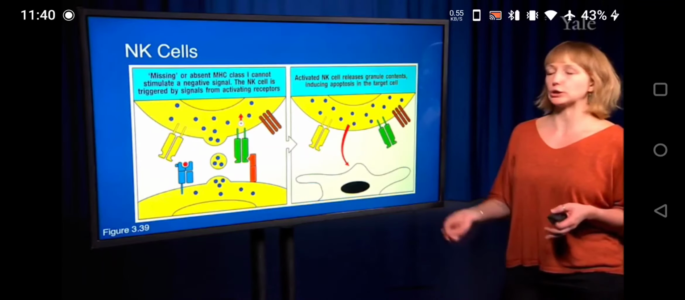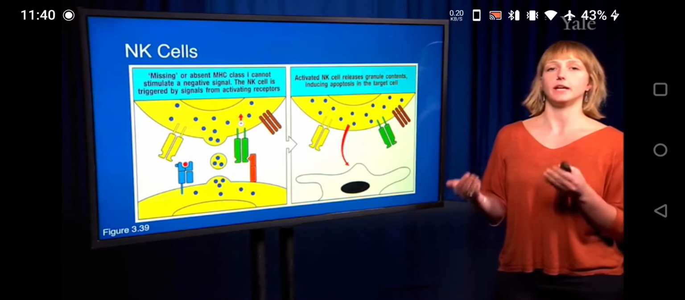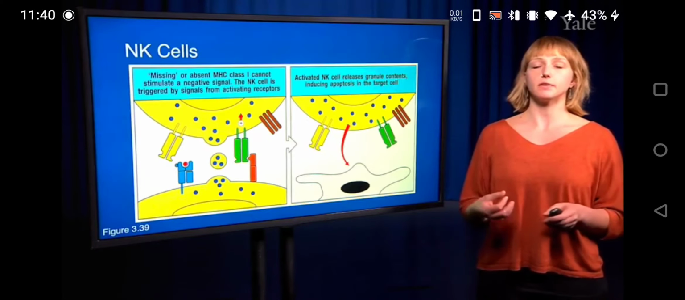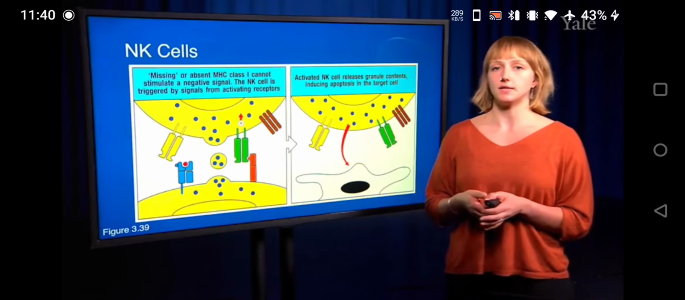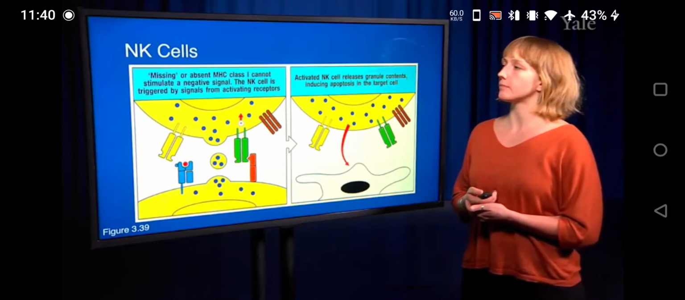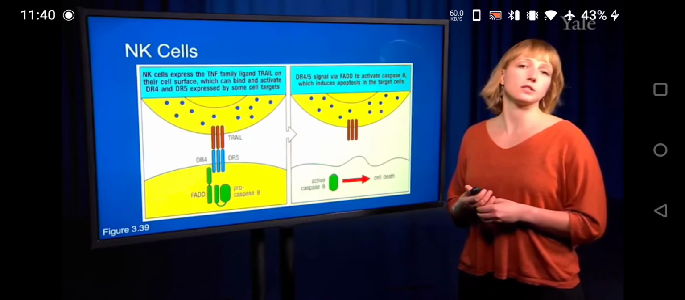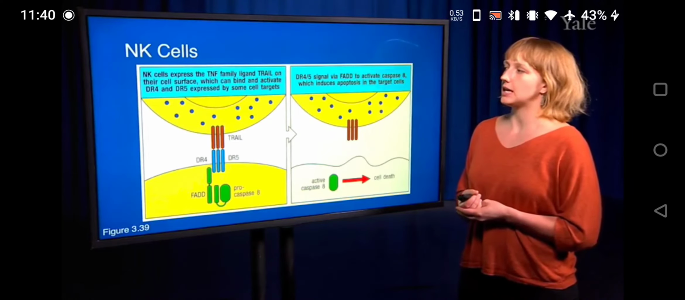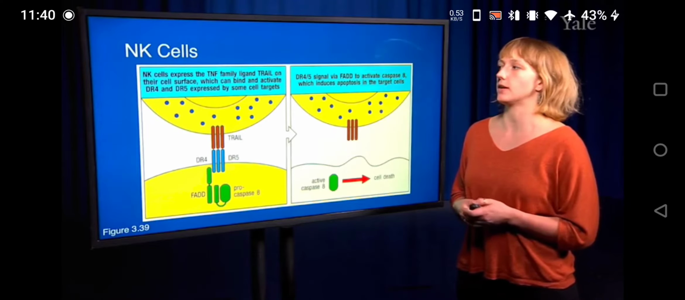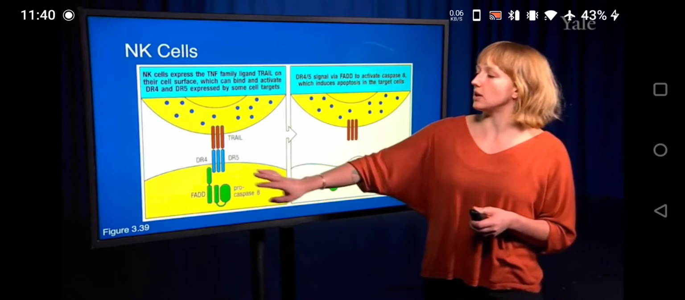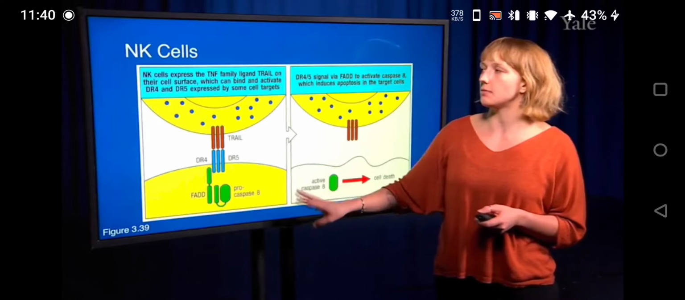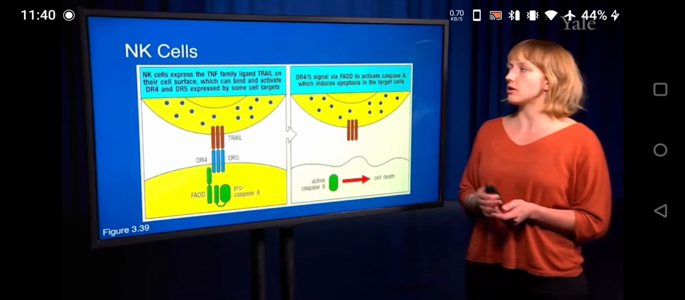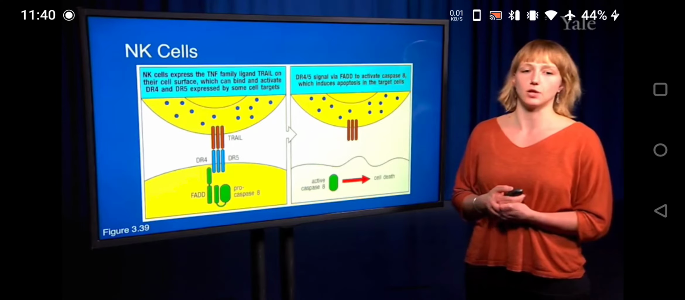Now, it's really critical that cells are killed via apoptosis as opposed to other forms of cell death, as this prevents the release of possible intracellular pathogens. NK cells can also be activated via the TNF family ligand TRAIL on their cell surface. This can bind to DR4 and 5 on some target cells, which will then activate caspase-6 and also lead to apoptosis of target cells.